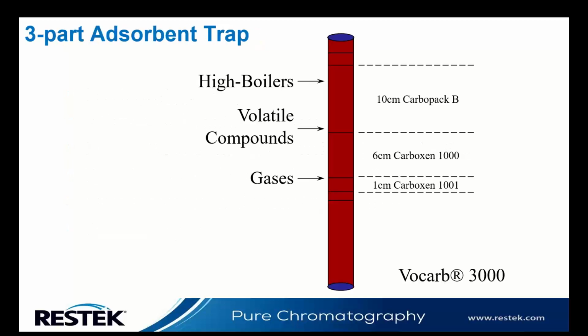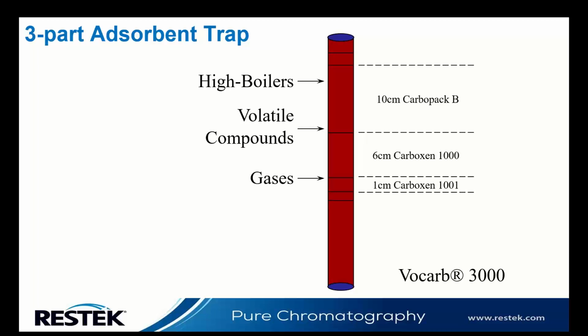So this is what a trap looks like, and we're looking at the top of the trap with the high boilers. So we have a less adsorbent material, and then as we go down, we increase in our levels of adsorbency. So we'll see our gases will be down in the carboxen area, and that's kind of the first thing we'll see is the gas breakdown. Chloroethane is one of the first ones that's going to break through on a trap. And you'll see issues with linearity with that compound before any of the other compounds.